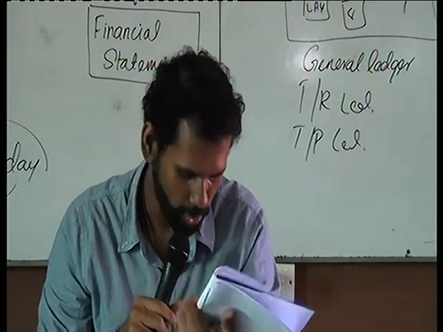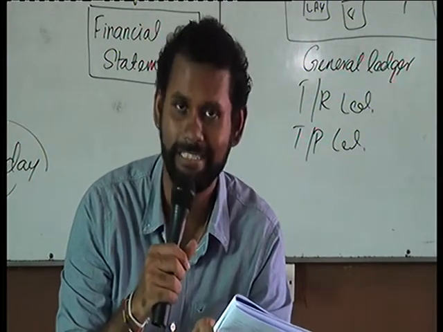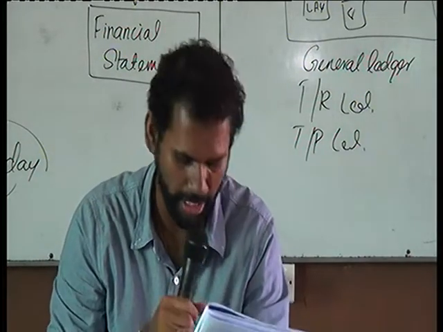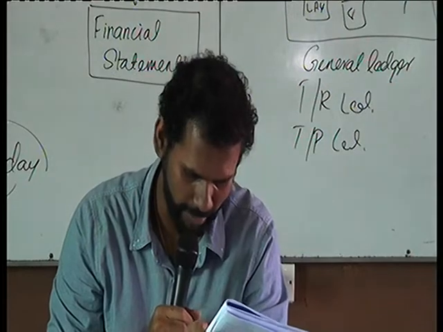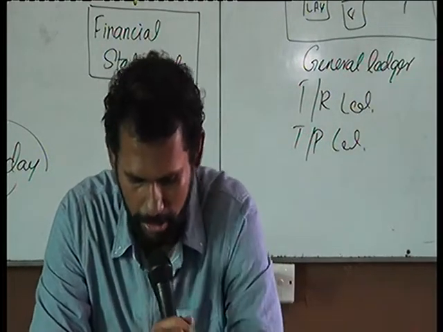Apart from those source documents, we have some other source documents as well. That is, for example, the remittance advice. Why do we need the remittance advice? And then we have quotations, purchase orders, sales orders, GRN, and goods dispatch notes.